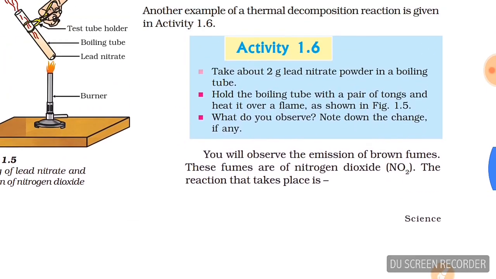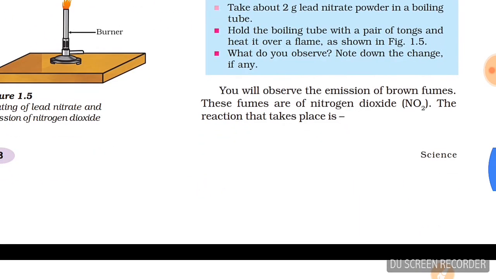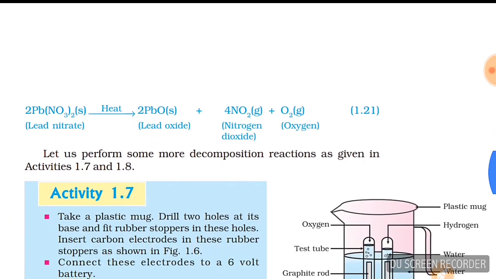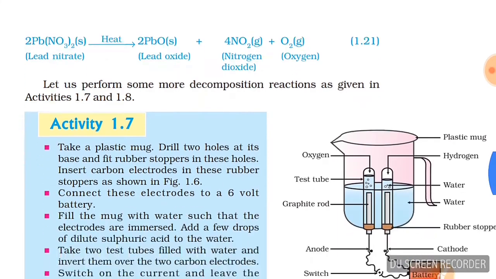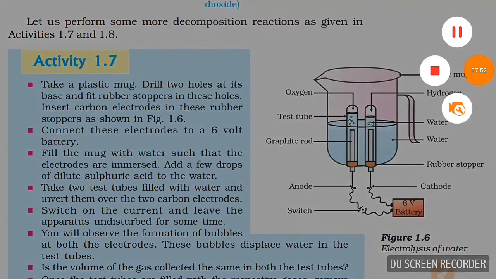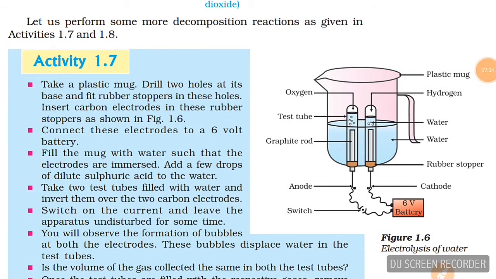One more example is lead nitrate powder when heated. So what happens is lead nitrate powder when heated will give lead oxide plus nitrogen and oxygen. Now the electrolysis of water. The electrolysis of water is also which type of reaction? It is also a decomposition reaction. Why? Because H2O एक हमारा reactant है and that is breaking down into hydrogen and oxygen. So it is also a decomposition reaction.